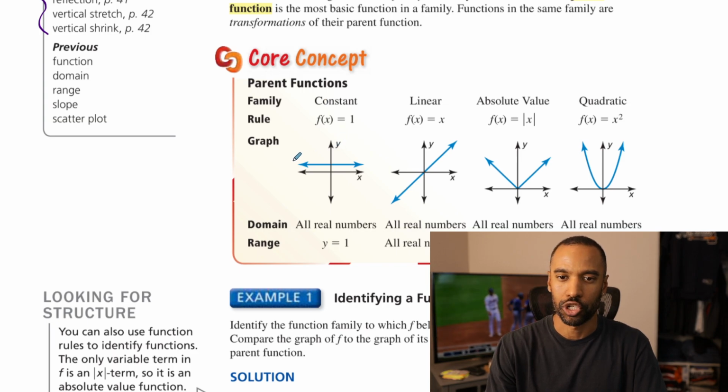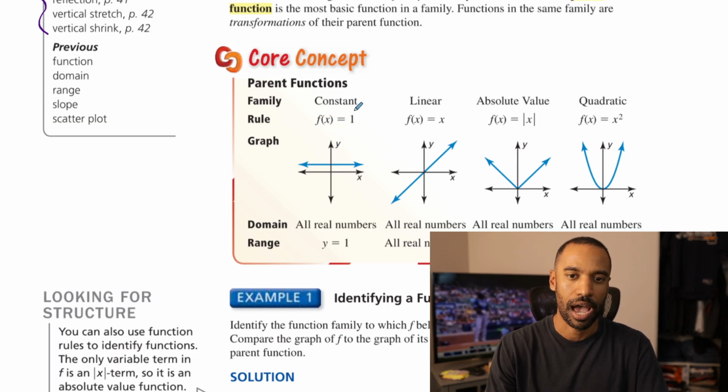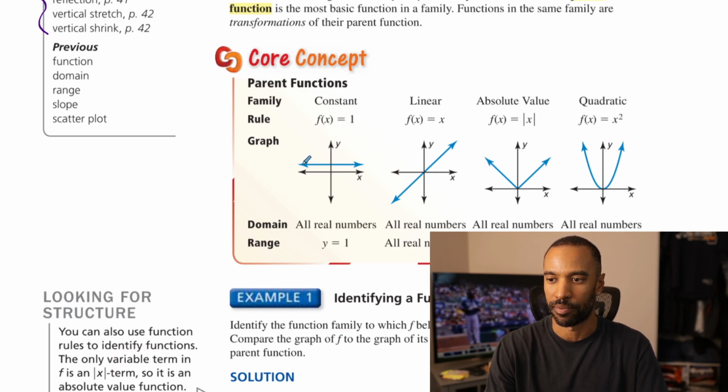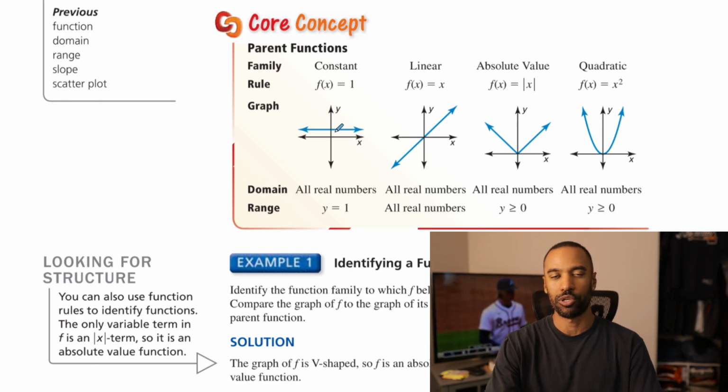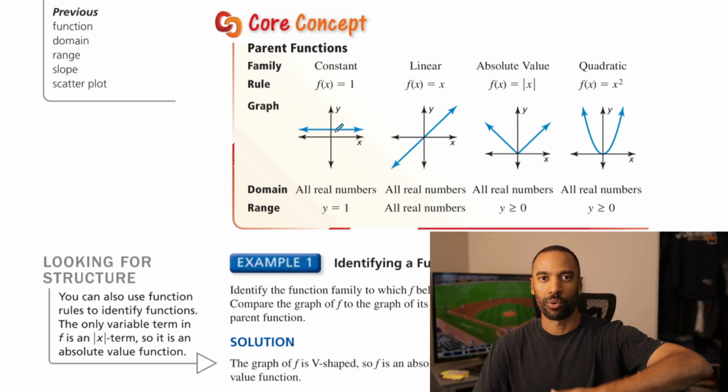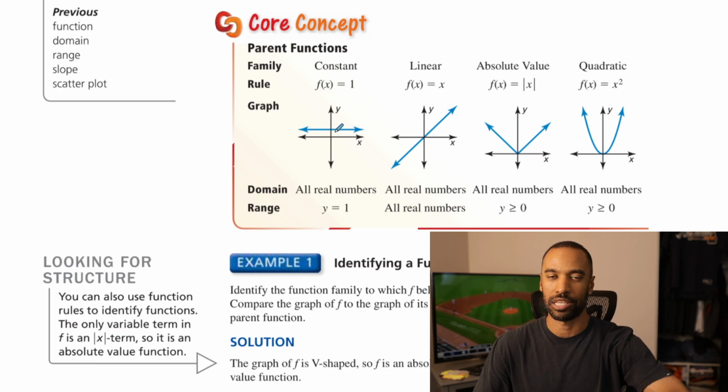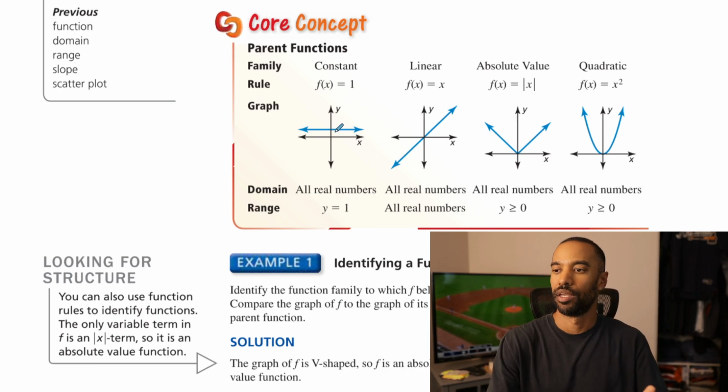So a constant function will always be flat no matter what. This is y equals 1. I would assume y equals 0 would be the most basic form of a constant function, but it's a horizontal line. It's always a horizontal line. No matter how you transform this into a higher or lower value, y equals constant will always be horizontal, period.